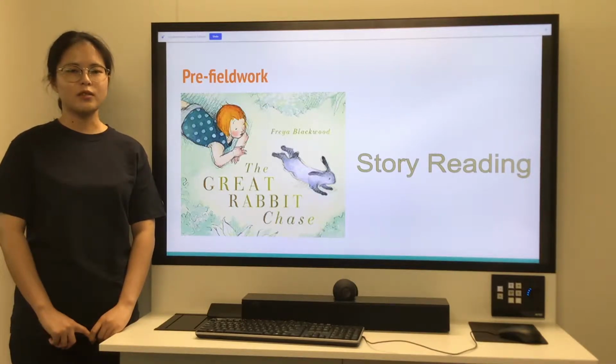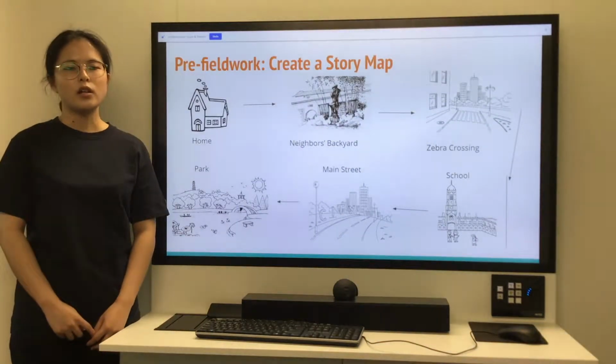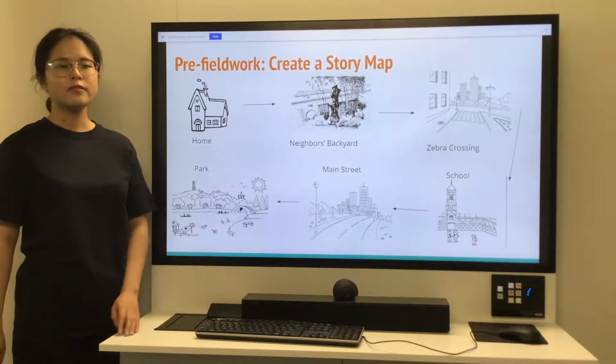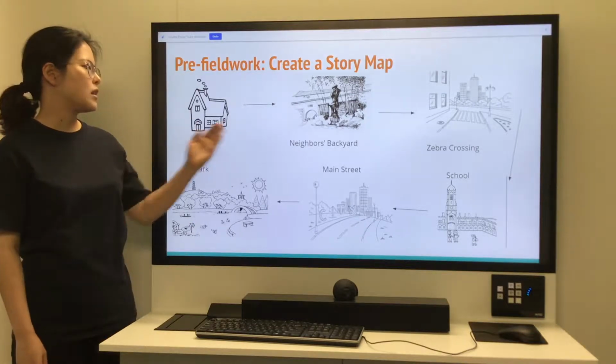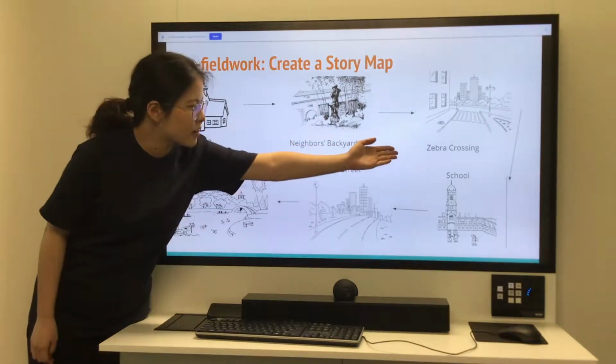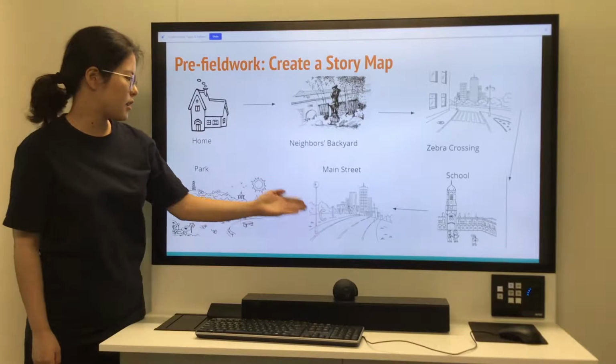After reading the story, students are encouraged to create a story map. Students need to draw the road that the rabbit passed by on a piece of paper. For example, the rabbit first escaped from the home, then went to the neighbor's backyard. After that, it crossed the zebra crossing to the school, and after that, it reached the main street to the park.